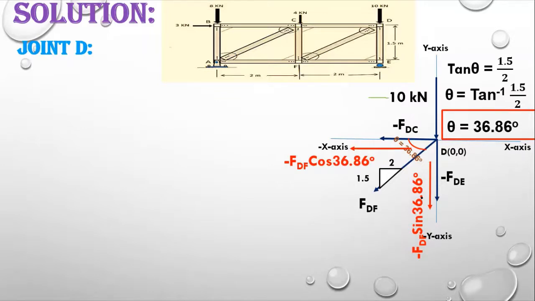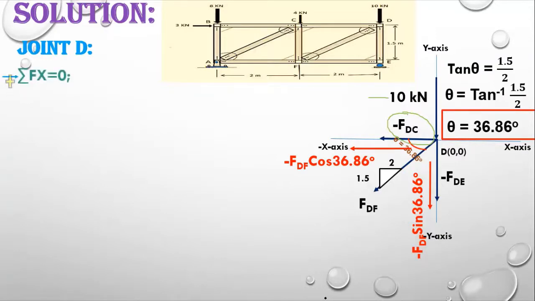Then we have the choice, we can sum up horizontal forces or we can sum up vertical forces, but it is to be decided by what we have to find out. We have to find out this FDC. Only this one member is left. When we sum up horizontal forces, we will be able to calculate FDC. Otherwise we don't need to go for the summation of the vertical forces. So we have to sum up horizontal forces here.